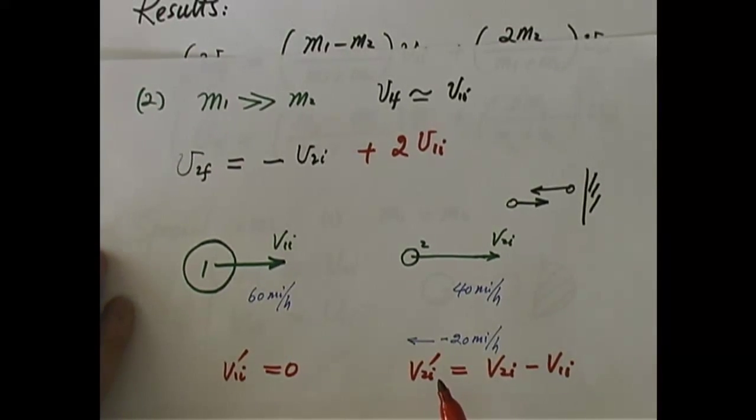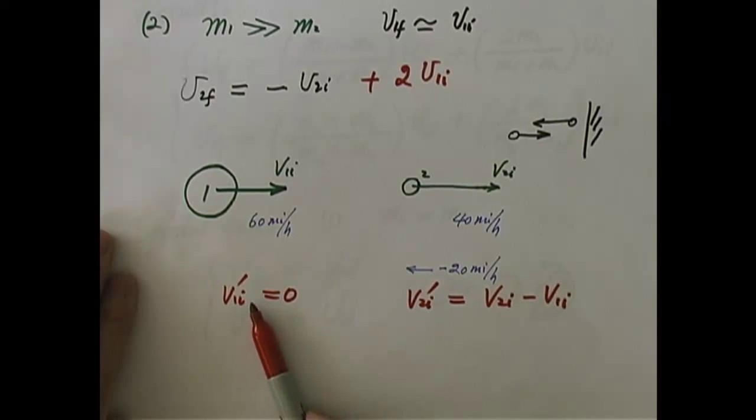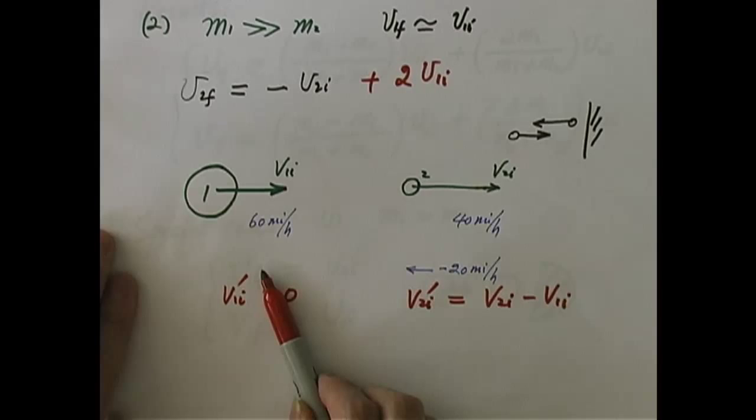So, what does that tell us? It tells us that we're looking at a stationary wall. Okay, object 1 behaves like a stationary wall. So object 2 comes in at 20 miles per hour, closing in, and what happens?